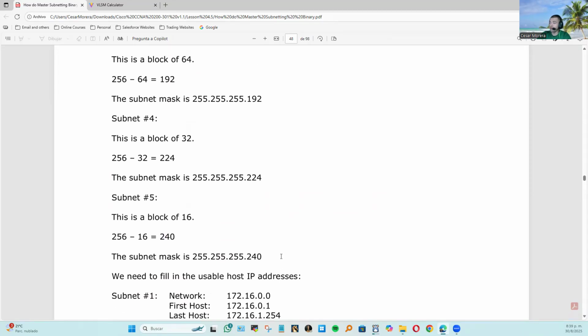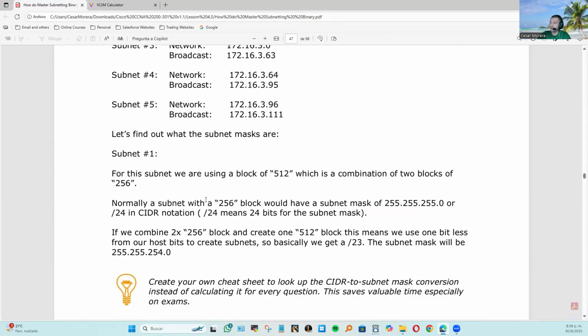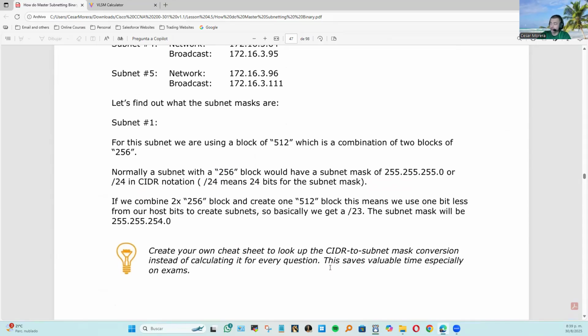So we can only use the magic number when it is less than 256. But in this first one, we were not able to use the magic number because it is higher than 256. So we have to use something different. We have to use the conversion from decimal to binary. And once we did that, we were able to get the mask, which is slash 23 or 255.255.254.0.